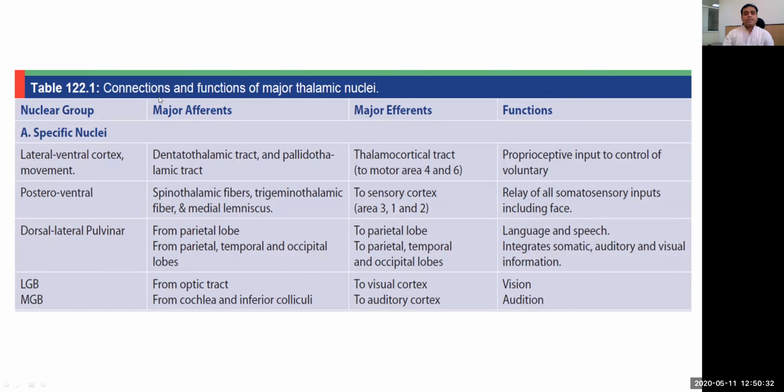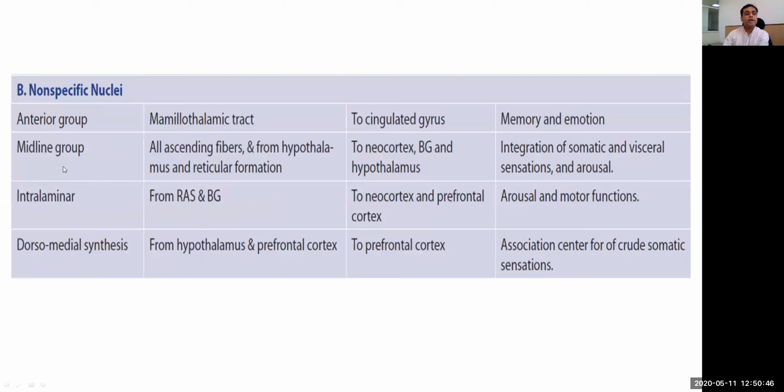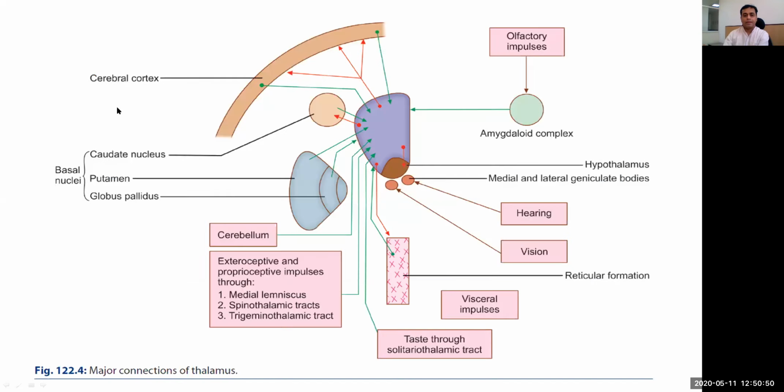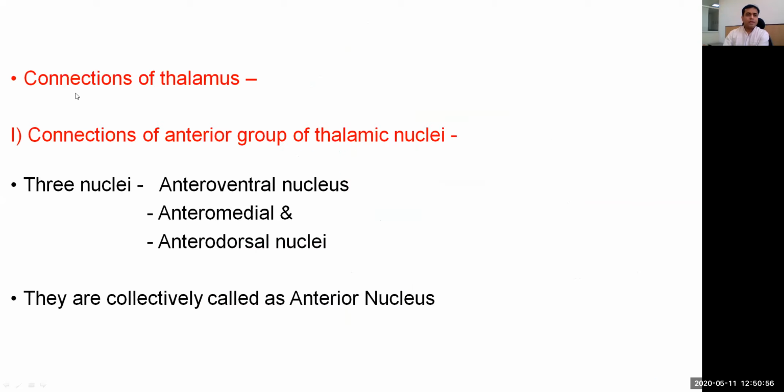Coming on to the various connections of the thalamic nuclei, that is, from where they receive the afferents, where the efferents are going, and what ultimately the function is. We can go through this chart. The first one is showing the specific nuclei, and the second one is for the non-specific. This particular diagram is showing the various connections of the thalamus and its nuclei. Let us study in detail the connections of the thalamus.